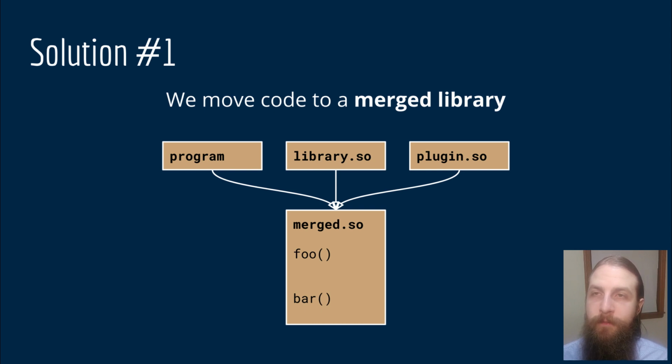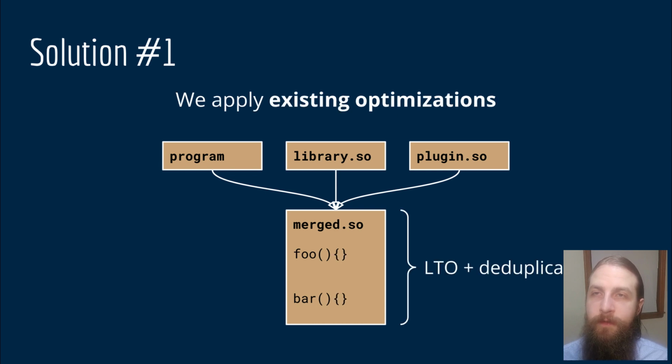The original programs and libraries are left in place as wrappers that link against the merged library, so whenever they're used, the same symbol definitions as before will still be available. After creating the merged library, we can apply the compiler's existing link time optimizations to it, as well as our deduplication technique. Even though the existing optimizations don't know anything about dynamic linking, this technique allows them to cross the boundaries between the original programs and libraries, just as if they had been statically linked.